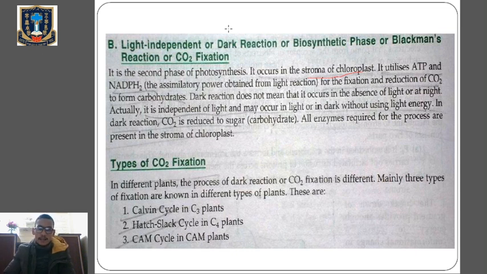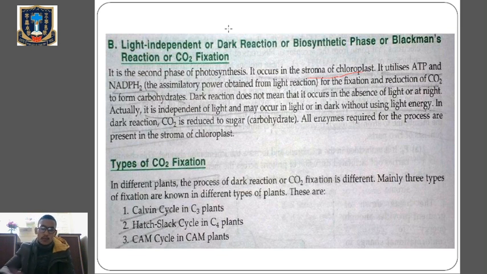In this particular phase, carbon dioxide is reduced to sugar. Whatever enzymes are essential for the fixation of carbon dioxide and for the formation of sugar are all present in the stroma of the chloroplast. That's why the site for the light independent phase of photosynthesis is the stroma of the chloroplast.